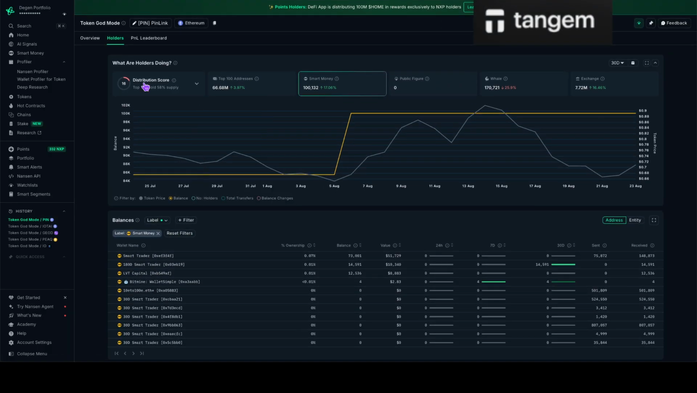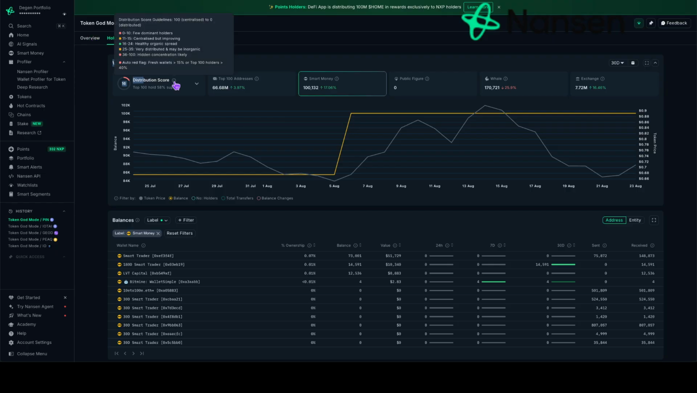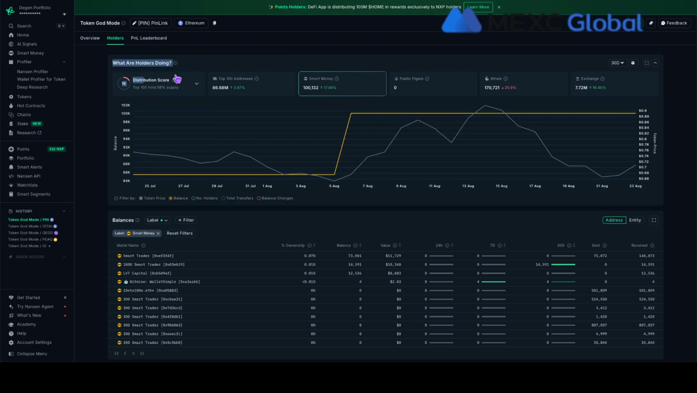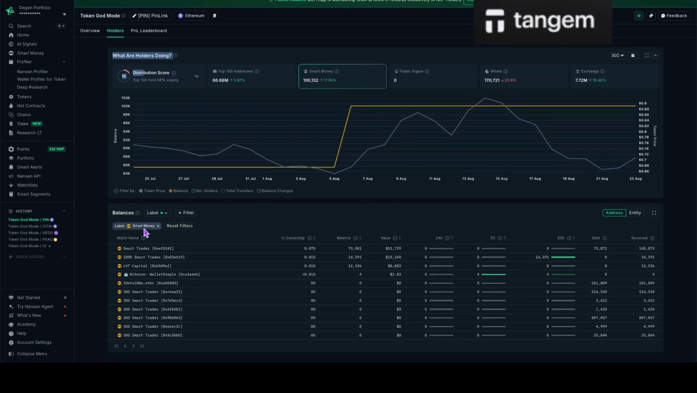So we know the overall distribution of the token is still very, very centralized. I'm glad you know that, because once you know that, then you can act accordingly to take profits. Okay.